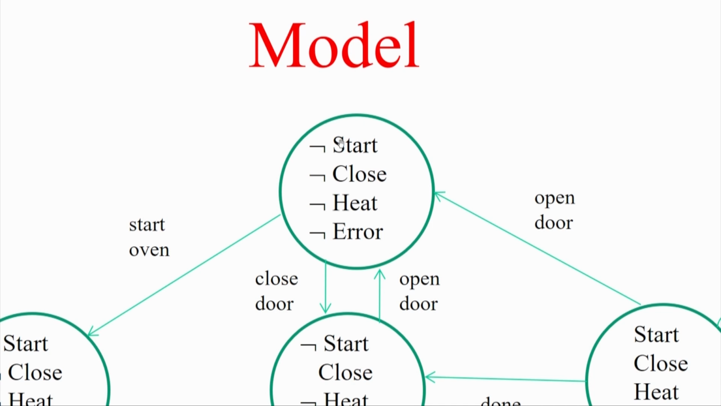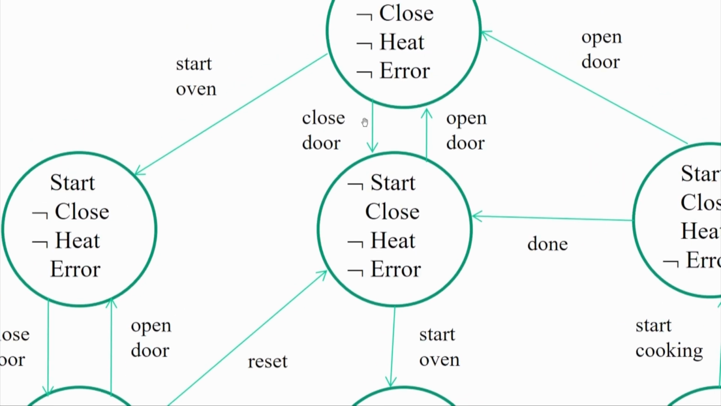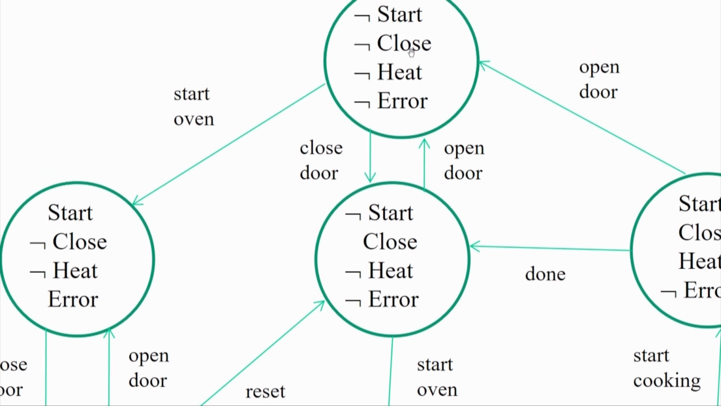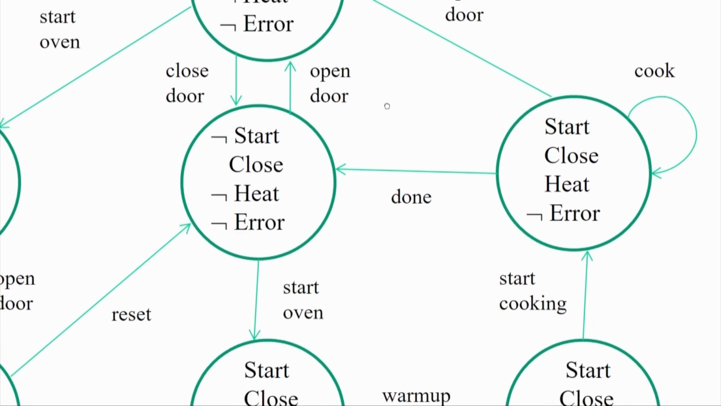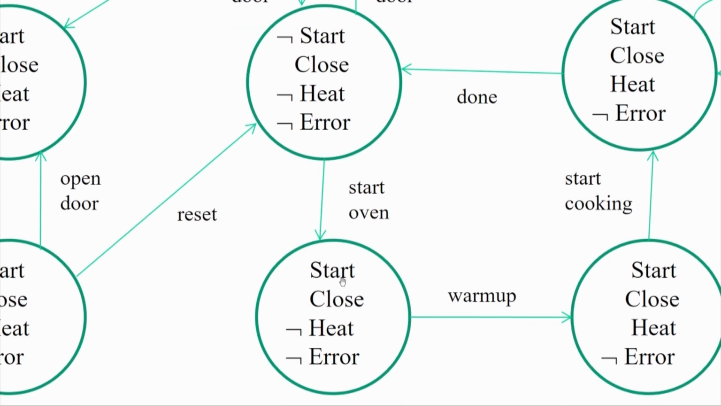It is saying first it is not start, not close, which means the door is open, not heat, the oven is off, not error, there is no error. Not closed means the door is open. Then you can find something interesting: door closed means close will be true, door open means it will be false. Now, what is the flow? First you close the door, then you start the oven. So start was not start, it has become start.